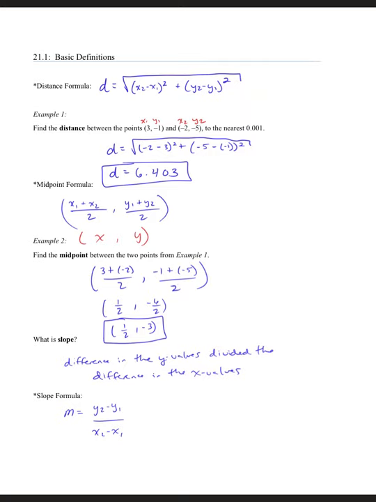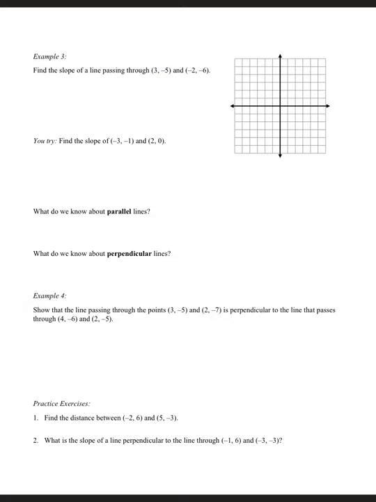Okay, moving on to the next page. Example 3 says find the slope of the line passing through 3, -5 and -2, -6. What I want you to do is 2 things for this one. First, I want you to plot these 2 points, draw your line, and then use the slope formula and find your slope. So go ahead, pause the video, and do those 2 things.